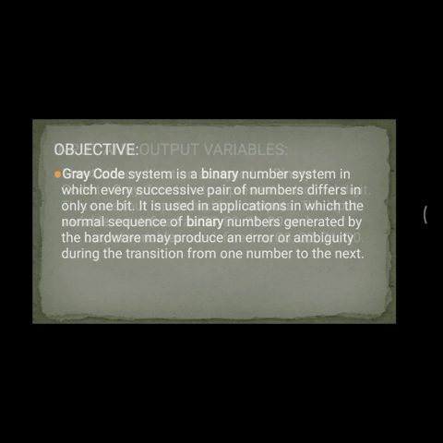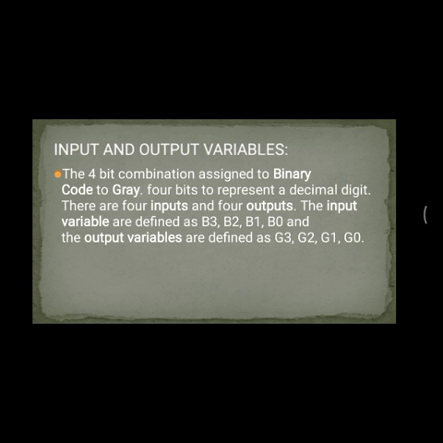Input and output variables. The 4-bit combination is assigned to the binary to gray code converter, using 4 bits to represent a decimal digit. There are 4 inputs and 4 outputs. The input variables are defined as B3, B2, B1, B0, and the output variables are defined as G3, G2, G1 and G0.